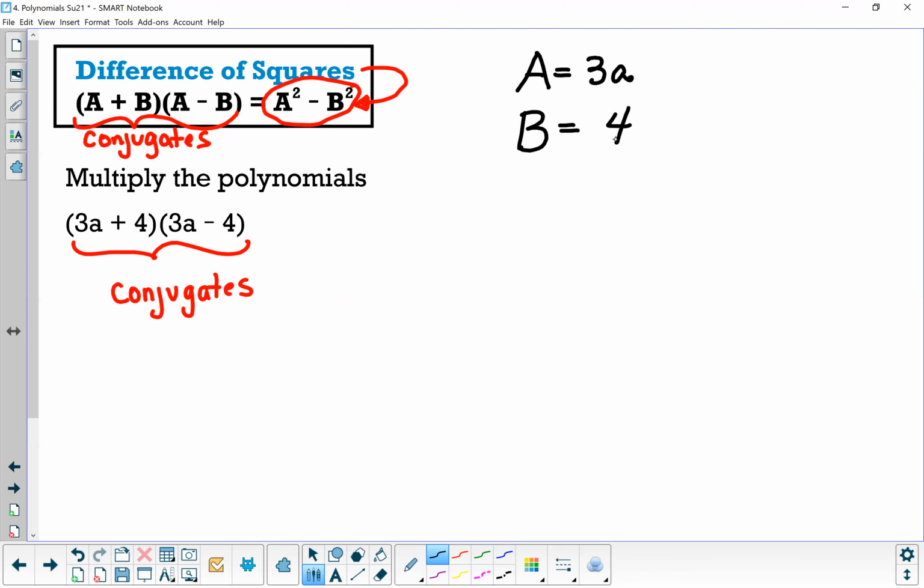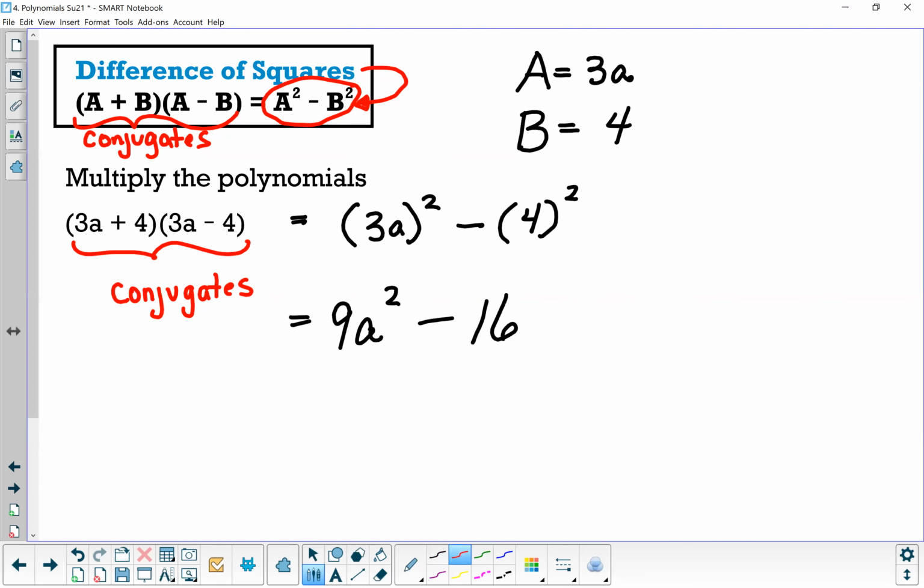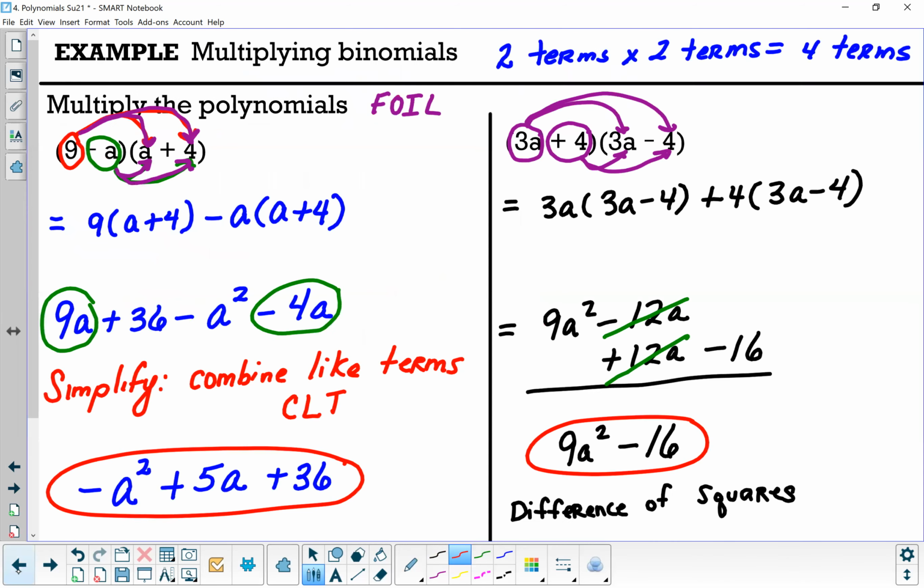So this is saying when you're multiplying conjugates, it's going to equal the square of A. So I'm going to put in parentheses 3a squared minus, and then the square of B. B is 4, so 4 squared. So when we square 3a, we get 3 squared, which is 9, and then a squared, minus, and then 4 squared, which is 16. Which is the same answer that we got on the previous page, right? We have 9a squared minus 16.